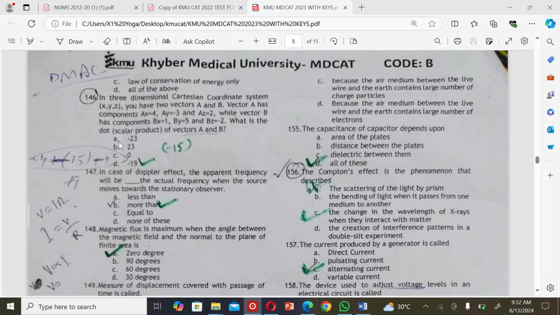A, minus 23; B, 23; C, 0; and D, negative 19. So the correct option is D.